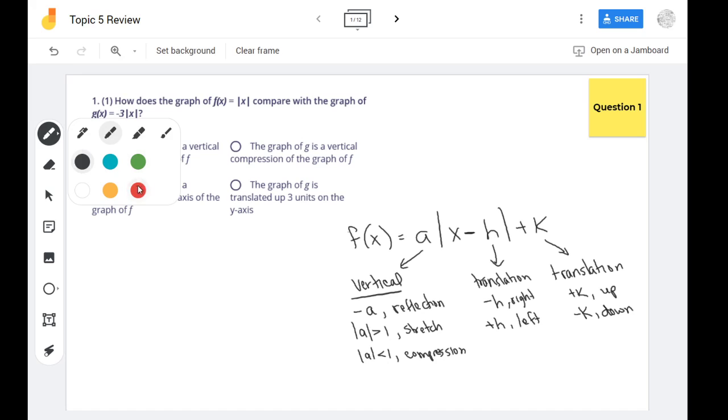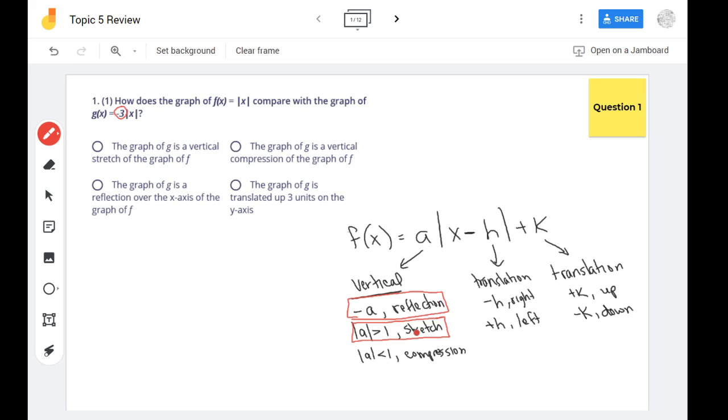So when I look at this example, I have an a value here because it's something being multiplied to the absolute value. Now because a is negative, I'm looking at a vertical reflection, which means that the graph is getting flipped upside down. And because the number itself, a 3, is bigger than 1, I'm looking at a stretch. So I need to pick the option that has a vertical reflection and a vertical stretch.